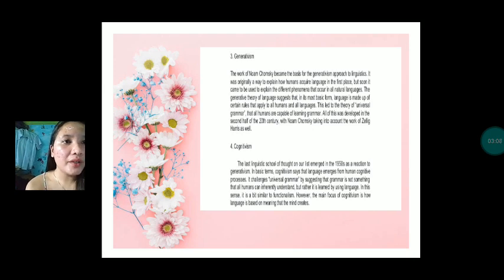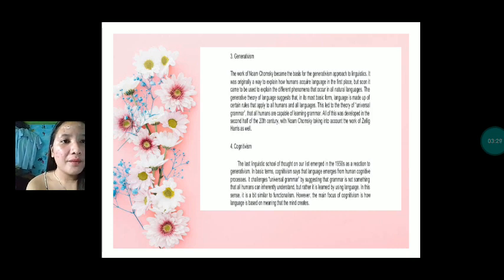This led to the theory of universal grammar, that all humans are capable of learning grammar. All of this was developed in the second half of the 20th century, with Noam Chomsky taking into account the work of Zellig Harris as well.